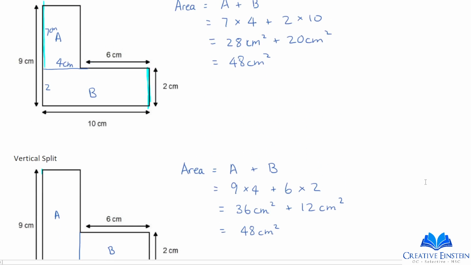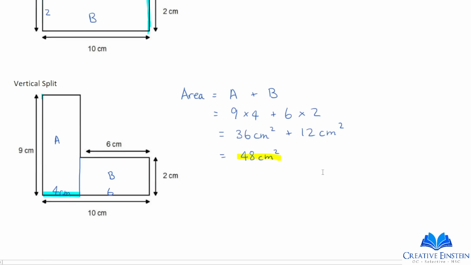And that's exactly the same as what I got up here as well. 48, 48. So it doesn't matter whether you do a vertical split or a horizontal split, as long as you split the shape into rectangles or recognizable shapes, you're able to find the area of any L shape.